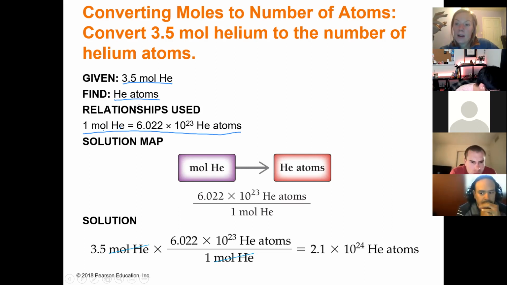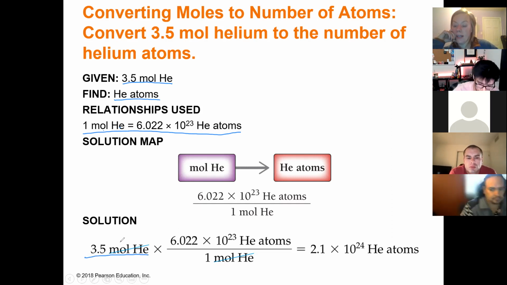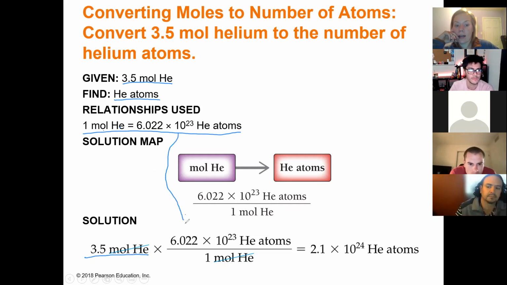So really, it's just a matter of setting it up so your units cancel. We start with our given information, which is the 3.5 moles of helium. And I use this as my conversion factor. So we turn it into a fraction. Now, what I want to put on the bottom is whatever my given unit is. If mole is what I'm starting with, I want to put the 1 mole on the bottom so that it cancels. I'm going to put the large number of atoms up on top, and then I'll be left with just helium atoms.